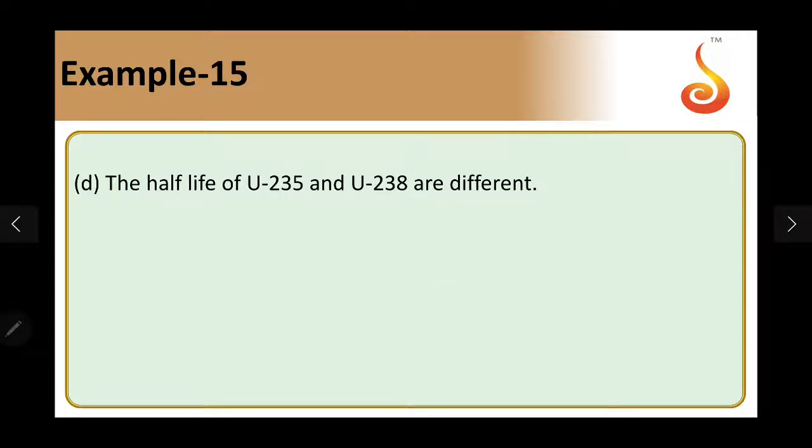And D, the half-life of U-235 and U-238. U-235 will have a different N by P ratio, and U-238 will have a different N by P ratio. Definitely nuclear stabilities are different, so their half-lives are going to be different. This is a right statement. So the answer should be A and D.